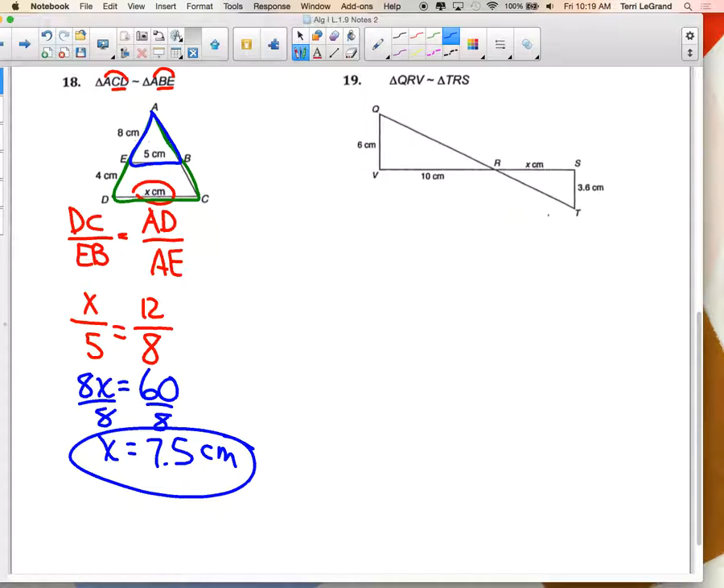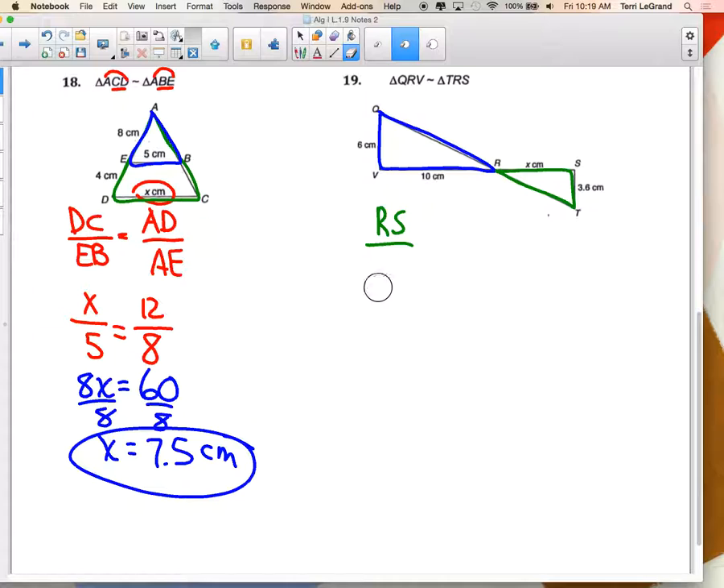Okay, let's do one more. Triangle QRB is similar to triangle TRS. So the QRB, that's this one right here, and that is supposed to be similar to TRS. So TRS is this one. We need to solve for x. X is RS. So what side does RS correspond with in the other one? RB is probably the way we should say it, in the same order. RS corresponds with RB, doesn't it?